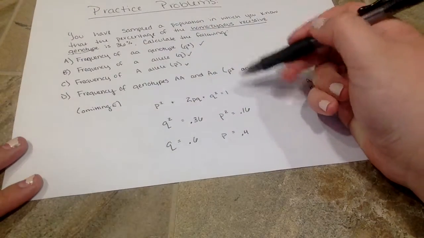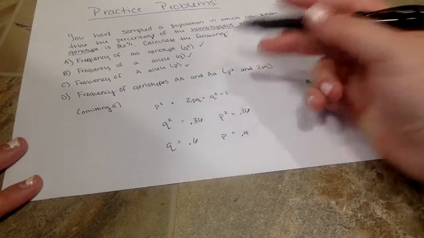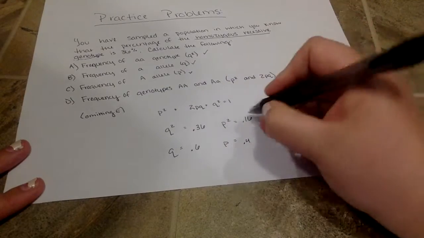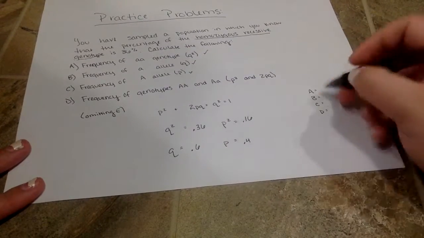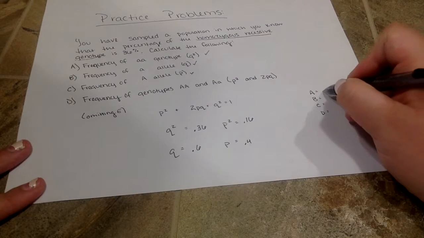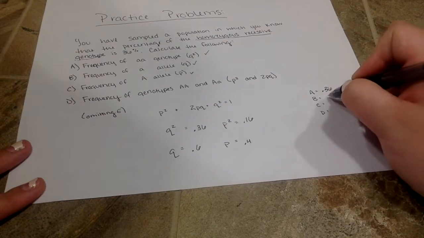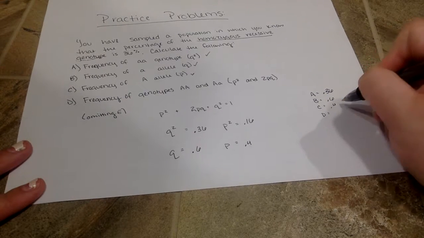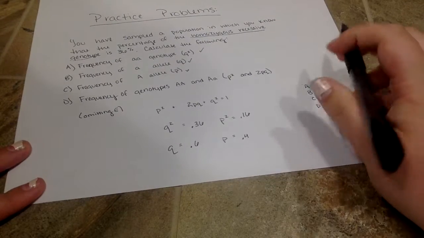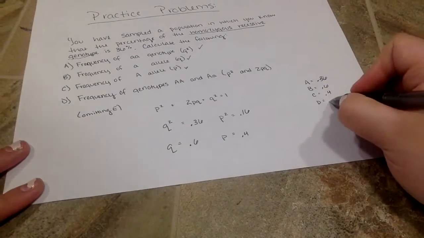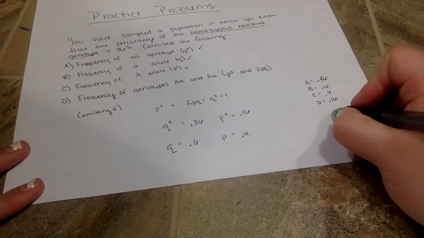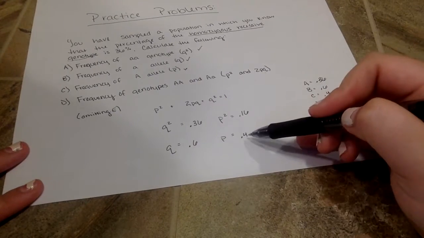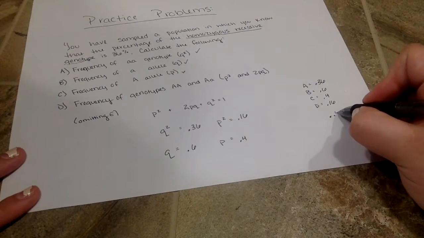Now, the frequency of the homozygous dominant genotype is going to be p squared. So we have that here. So let's just catch up over here. So A is going to equal 0.36. And then we're going to have 0.6 and 0.4. And D is going to have two answers. So the first one is going to be 0.16. And then the second one is going to be the 2pq. So we're going to multiply 0.6 times 0.4 times 2, which is going to give us 0.48.